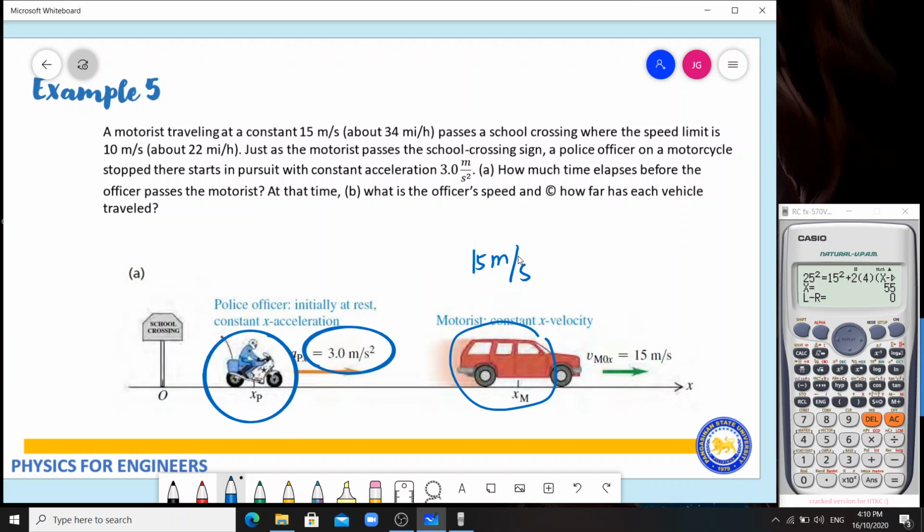How much time elapses before the officer passes the motorist? Pag sinabing passes, ibig sabihin magkasabay na sila. Ibig sabihin si motorist at saka si policeman ay nasa iisang distance. Tama ba? So, dapat nasa iisang distance sila. Ano daw yung time nun wherein magkasabay sila? So, parehas, ibig sabihin si XP at saka si XM ay equal.